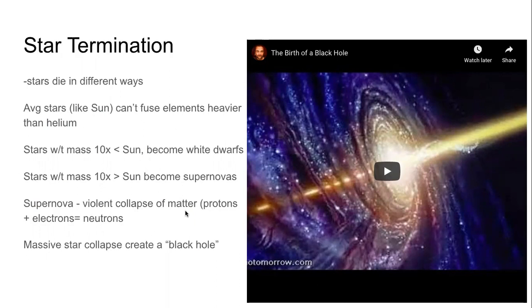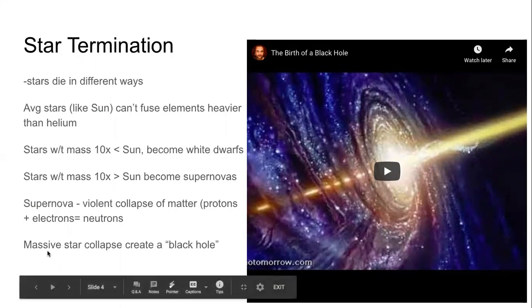No, that's right. A supernova is a violent collapse of matter, protons, and electrons. What happens is there's such a violent collapse in the supernova that the space between protons and electrons inside atoms actually leaves, and you've got protons and electrons slamming together and actually turning into neutrons, extremely dense. And this massive star collapse is creating a black hole.